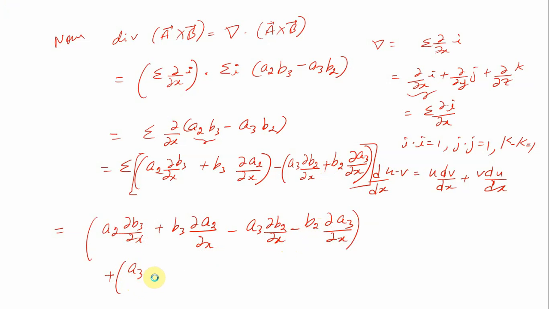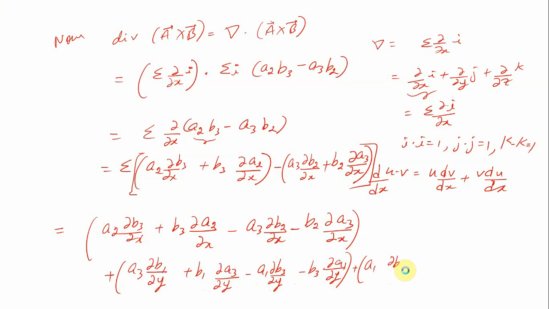So this will give you A3 dou B1 upon dou y plus B1 dou A3 upon dou y minus A1 dou B3 upon dou y minus B3 dou A1 upon dou y, then plus A1 dou B2 upon dou z plus B2 dou A1 upon dou z minus A2 dou B1 upon dou z minus B1 dou A2 upon dou z.